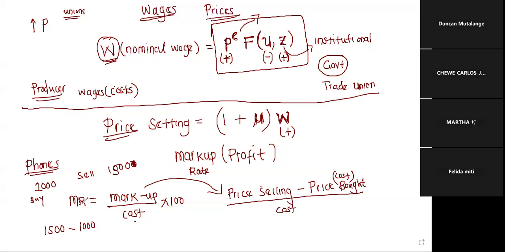But here I'm interested in the markup rate. The markup rate says divide this by what? By the cost, which was 1,000, right? So what are we going to find? Well, 500 divided by 1,000, times 100. What is the answer? These will cancel, cancel, cancel. There one, there two. What's the answer?